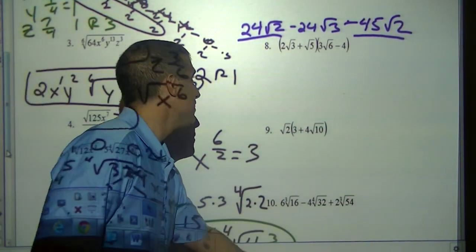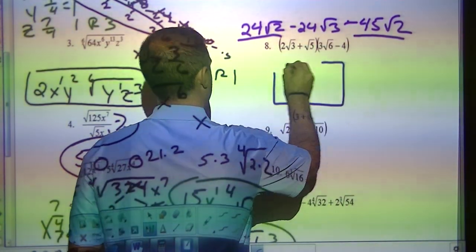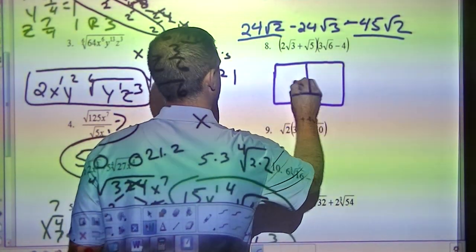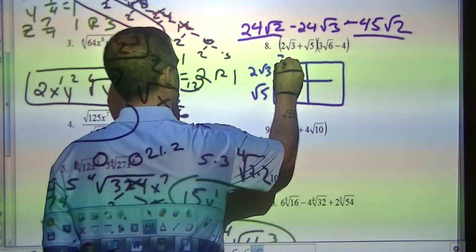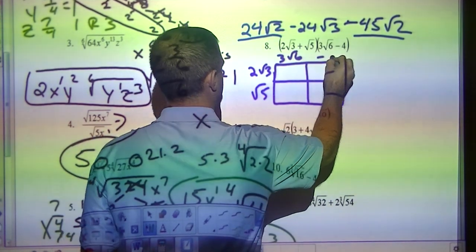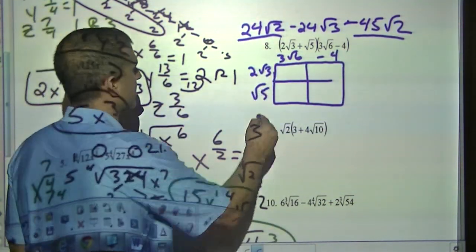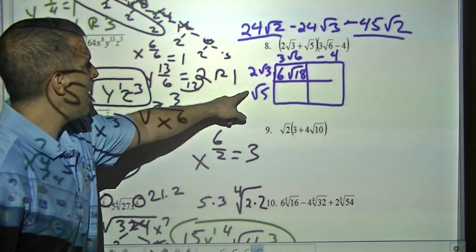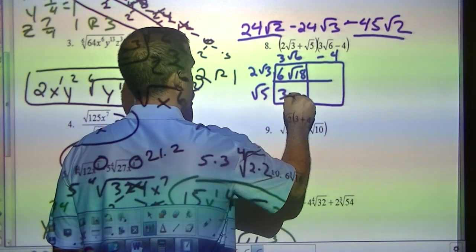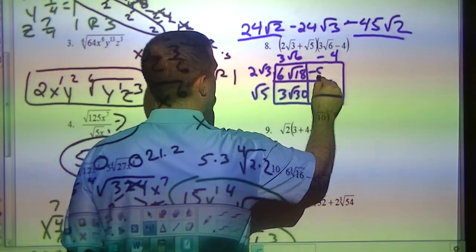Okay? Now, for this one, what I want to do is set up a box where I have 2 square root of 3, square root of 5, 3 square root of 6, negative 4. When I multiply these, I'm multiplying the outsides and the insides. So I get 6 square root of 18, 3 square root of 30, and negative 8. When I do this one, that's going to be negative 8 square root of 3.